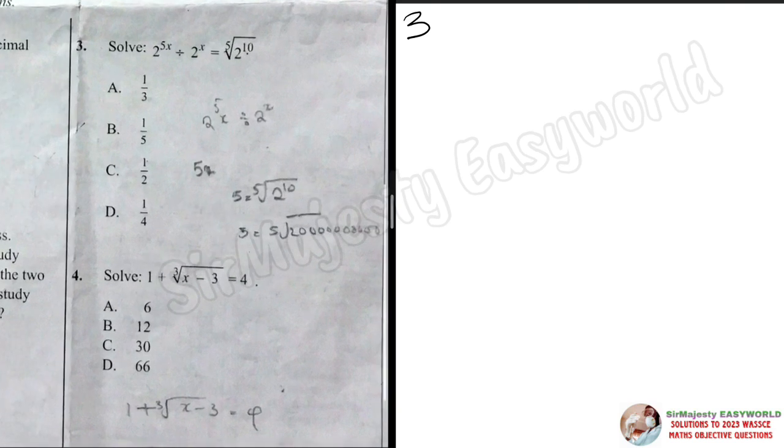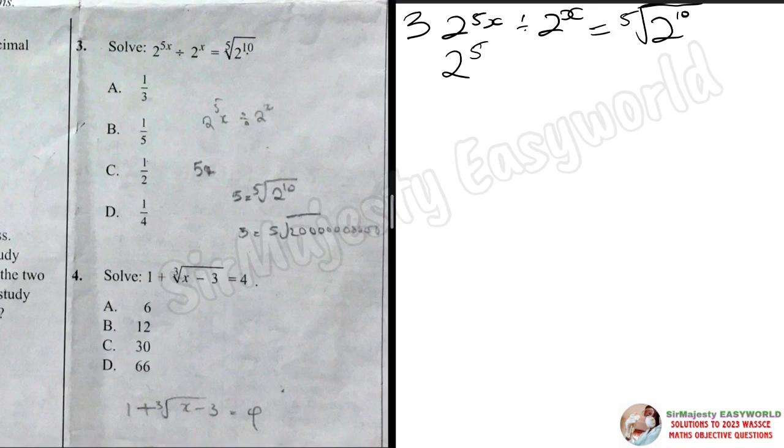So number 3, it said solve 2 raised to the power 5x divided by 2 raised to the power x is equal to the 5th root of 2 raised to the power 10. Remember the law of indices: when they have the same base, division means subtracting the powers. So that'll be 2 raised to the power 5x minus x is equal to the 5th root of 2 raised to the power 10.